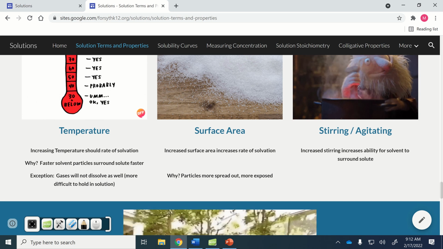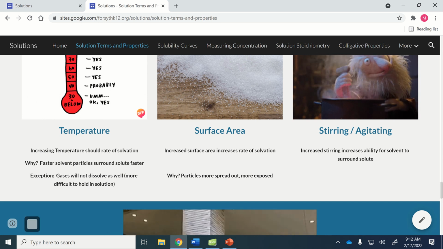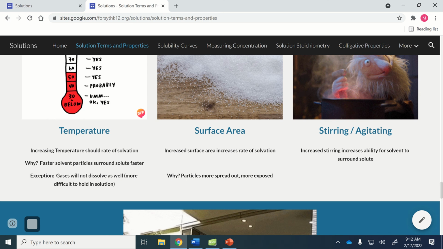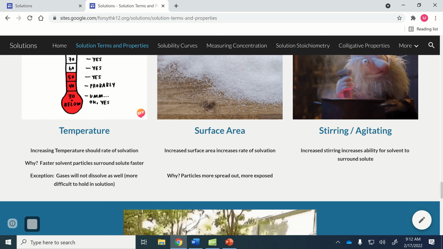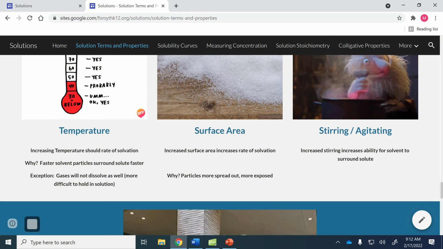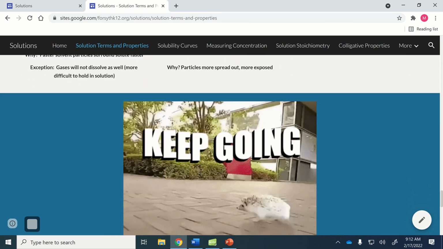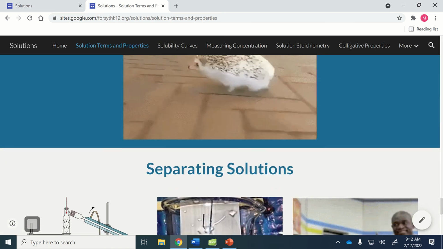And then, of course, stirring and agitating. Agitating basically means shaking. If you increase stirring, you're making those particles move around more. You're increasing the ability for the solvent to surround the solute. So temperature, surface area, and stirring all increase the solvation. So it's a direct relationship between the two, except for gases. All right. One more thing on this page.